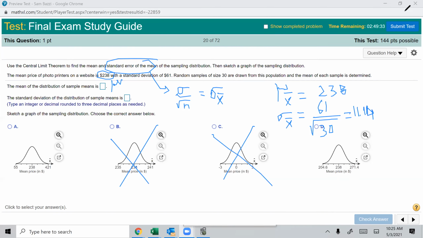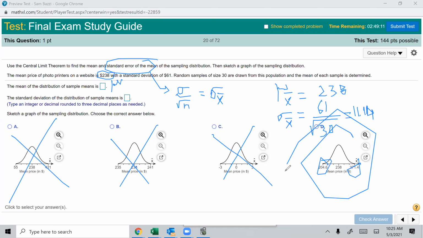I agree. If you go 11, 11, 11, about 33, 238 minus about 33, look, 205, almost 205. And if you go 11, 11, 11 to the right, it's going to be about 70, 270. Yeah, look at this one, it goes to 421 and 55. So that's not that good. That's the answer. That's how you can figure this out.